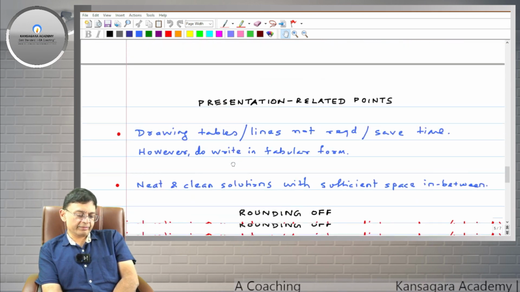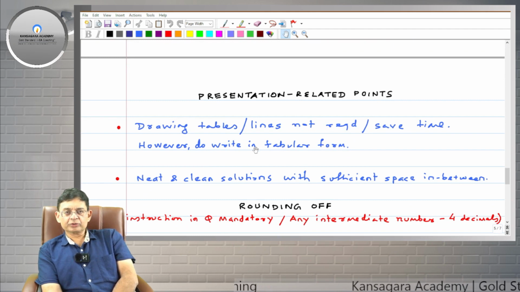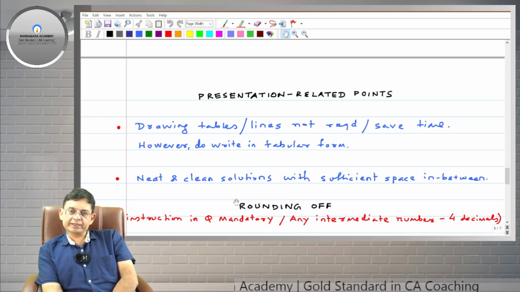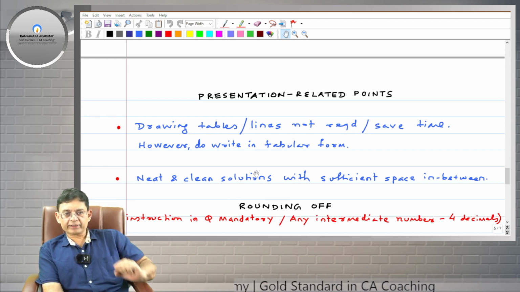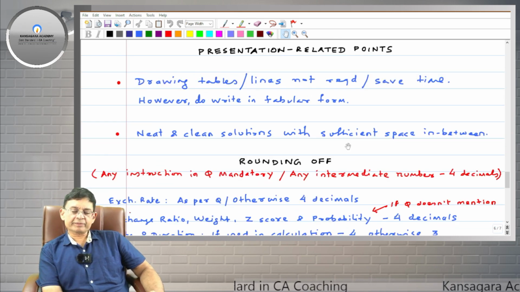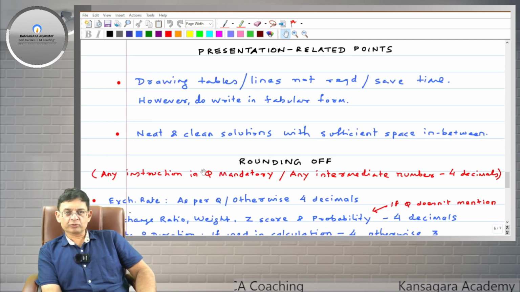So always remember that it is not necessary to draw tables or draw lines. Never waste time in that. But do write in neat and clean form, and do write in tabular form wherever you are solving a practical question. So a neat and clean solution with sufficient space in between is very important.